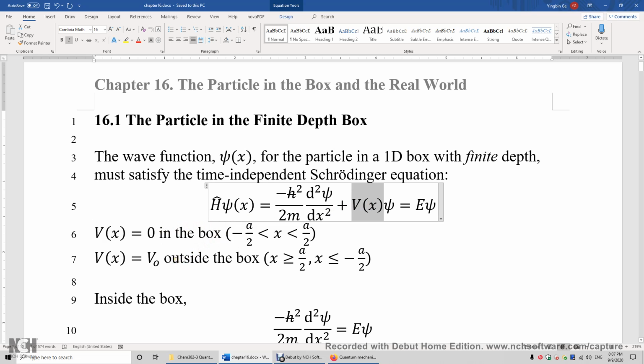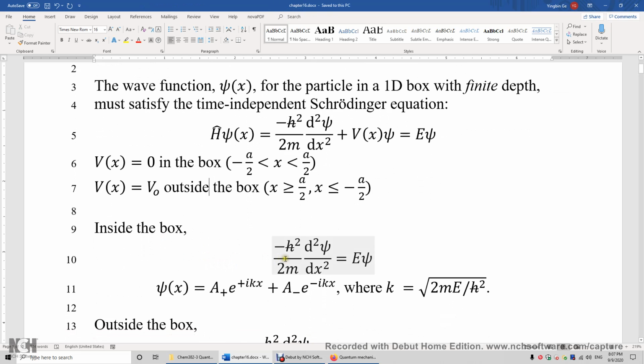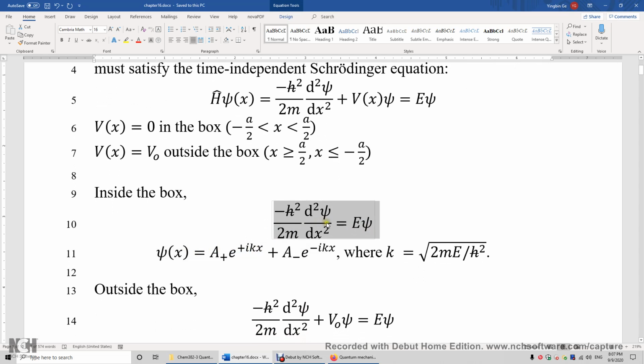And now we have a box with a finite depth. So let's say the potential energy is V0 outside the box. This V0 is a positive number. It's a finite energy barrier. Now inside the box, this is the Schrodinger equation because V is 0. We learned how to solve this equation.